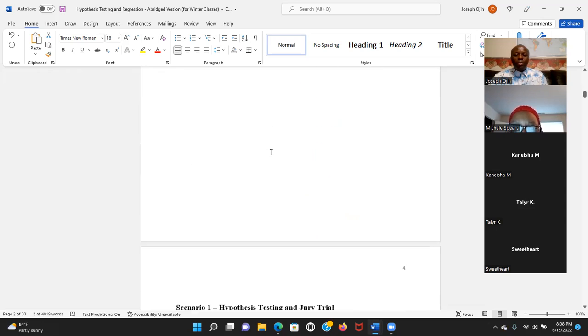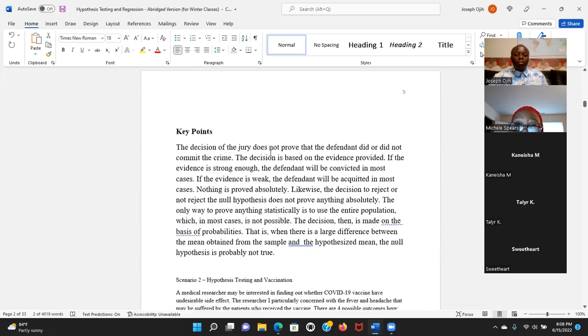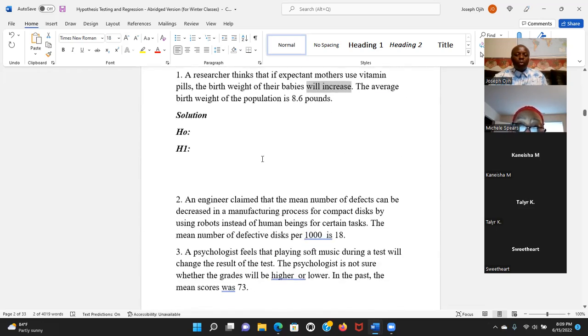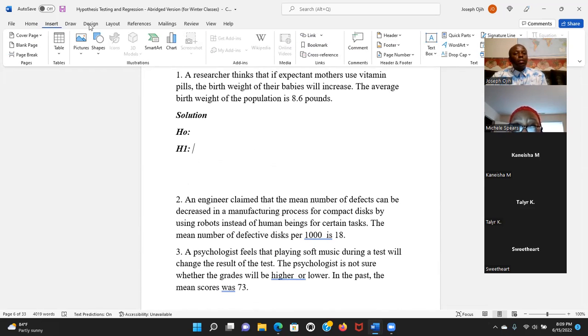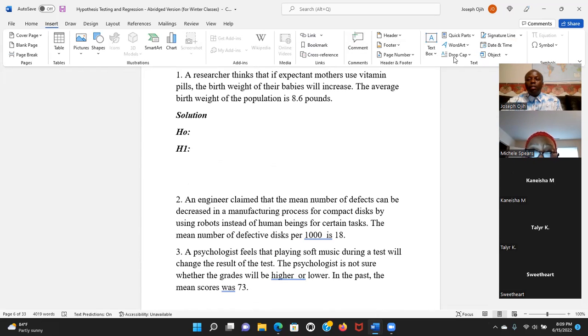So that means we have increase, which means the mean is greater than 8.6 pounds. That's what he's claiming. His claim.